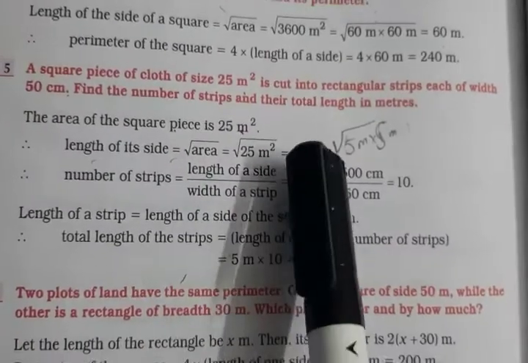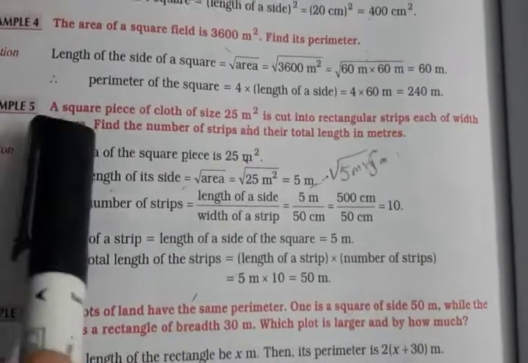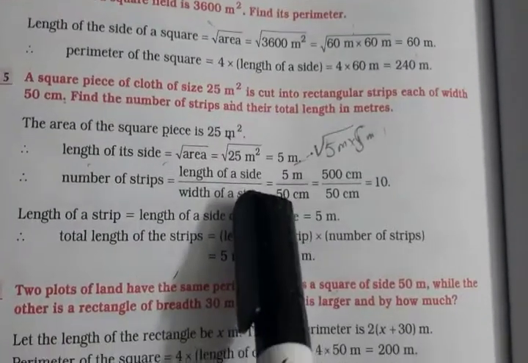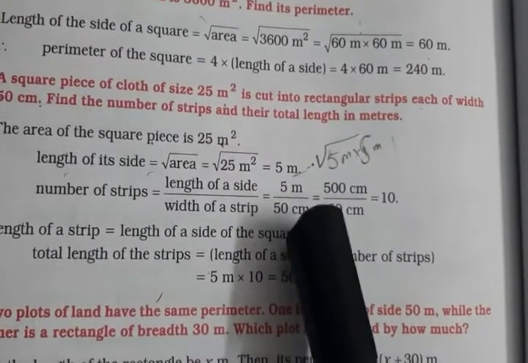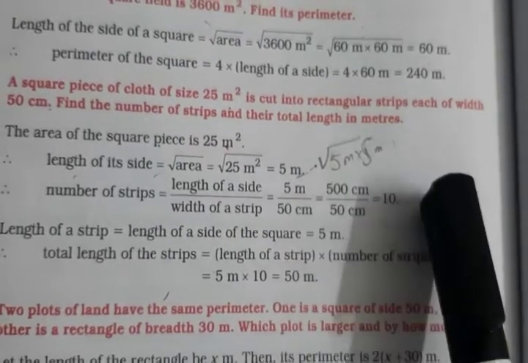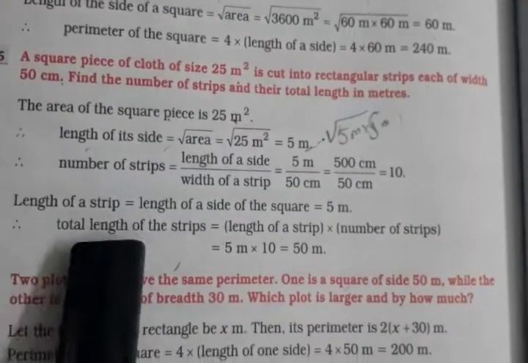That is equal to the length of the side divided by the strip's width we have been given, divided by the width of the strip. That is equal to 10. This is in meter and this is in centimeter. Firstly, we will convert this into centimeter. After that, what we will get, number of strips is 10. Then the length of the strips.